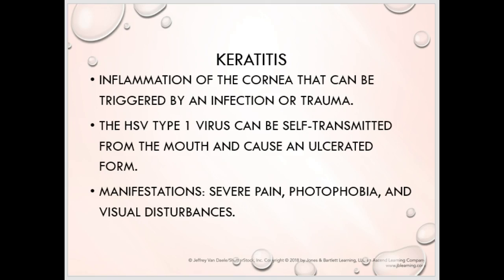This actually can come from herpes type 1, can be self-transmitted from the mouth and cause an ulceration on the cornea. So this inflammation and infection goes to the cornea, just to be specific about those differentiations. All the manifestations are what you would think: sensitivity to light, pain, visual disturbances, because they can't see through the cornea. And even though it's not the lens, it'll cover where we pass light and rays through for vision.